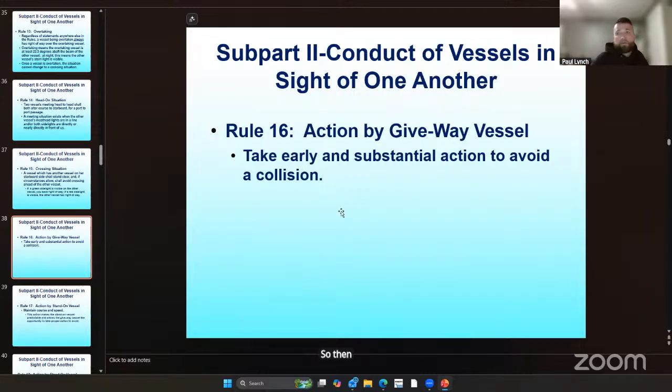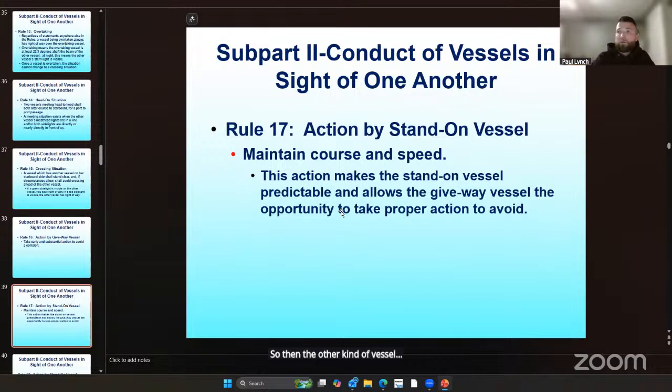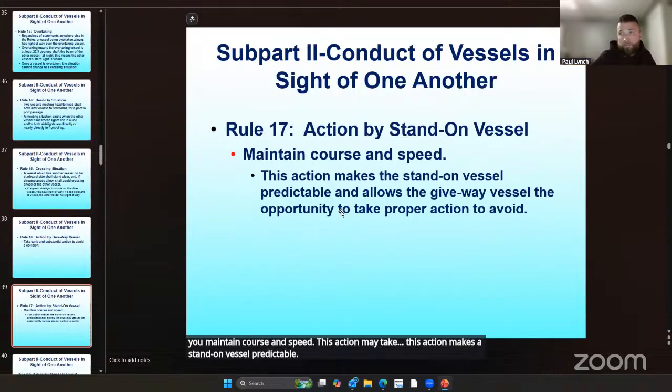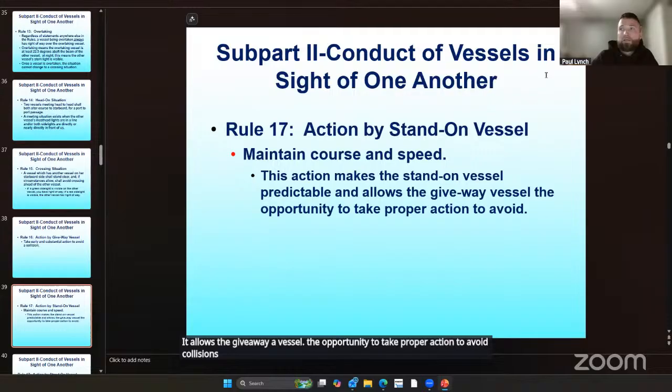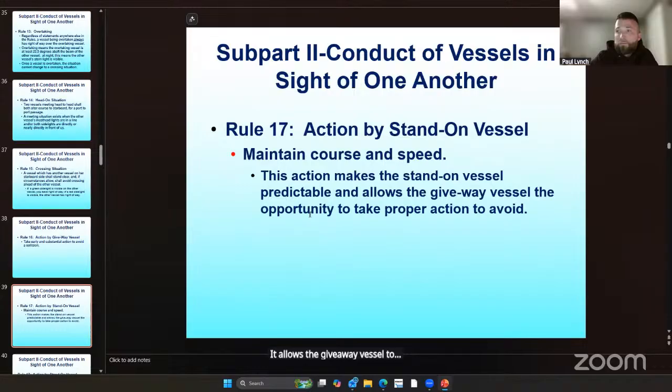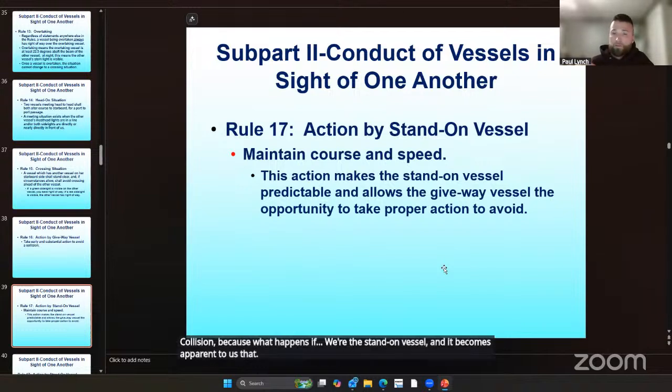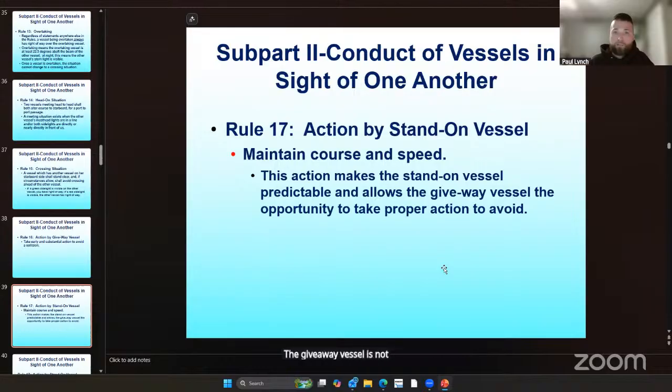So then the other kind of vessel is a stand-on vessel. You maintain course and speed. This action makes the stand-on vessel predictable and allows the give-way vessel the opportunity to take proper action to avoid collision. See how it says it allows the give-way vessel the opportunity to take proper and effective action to avoid collision? Because what happens if we're the stand-on vessel and it becomes apparent to us that the give-way vessel is not taking appropriate action to avoid a collision?